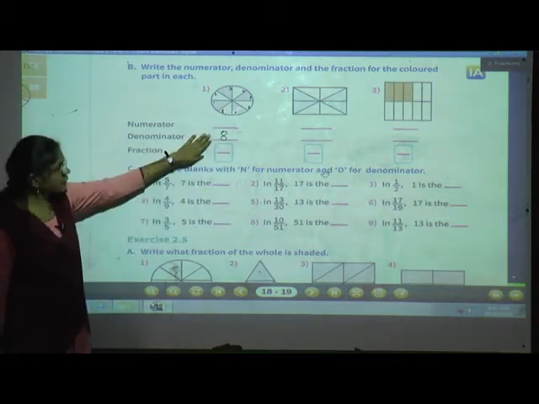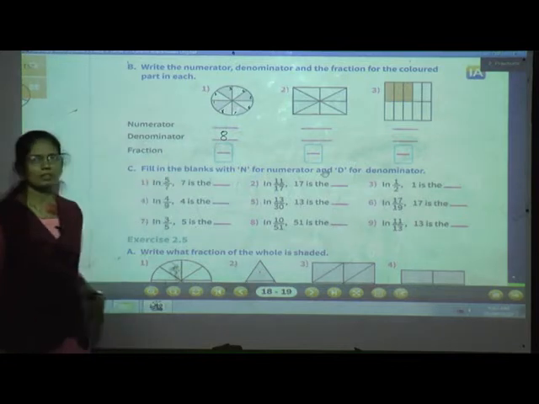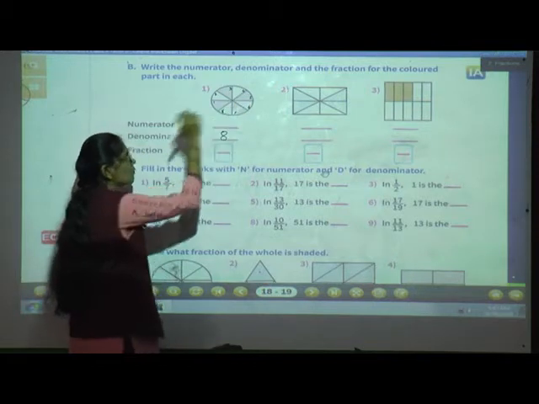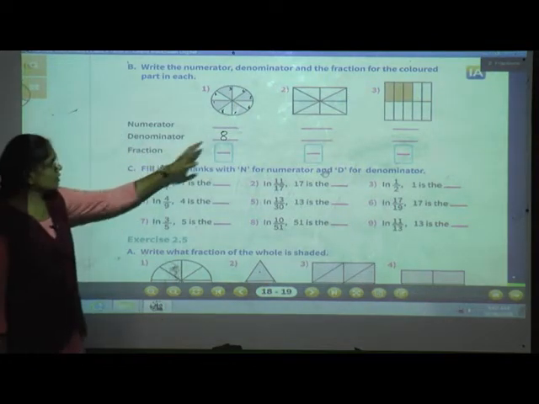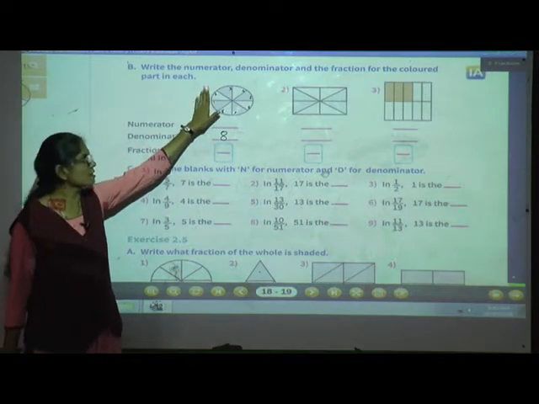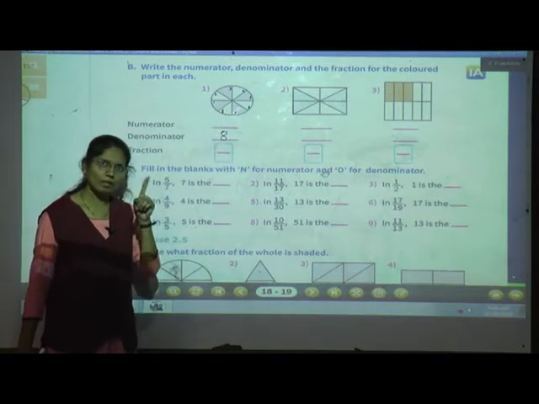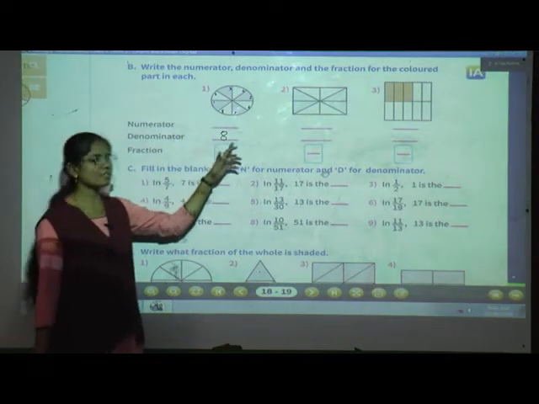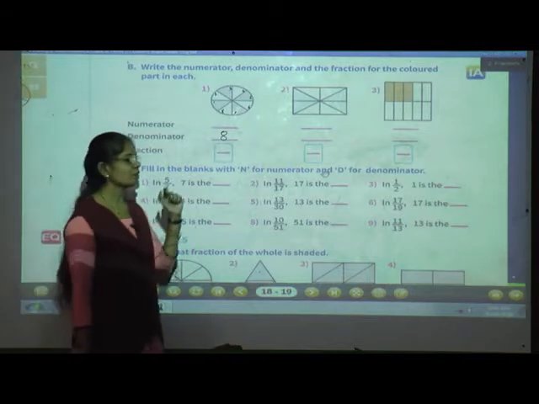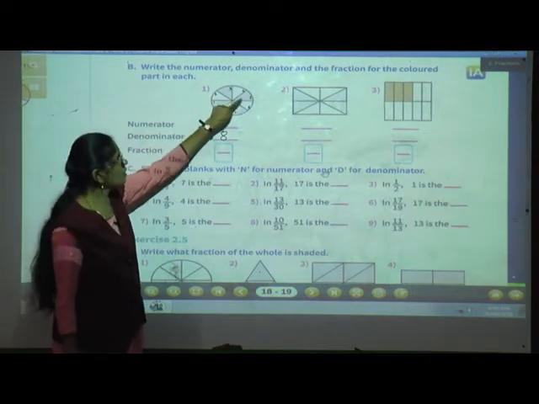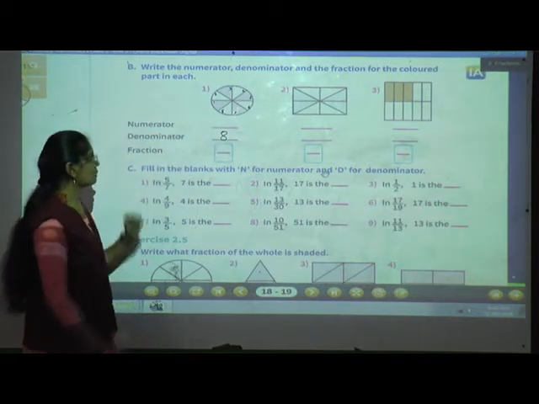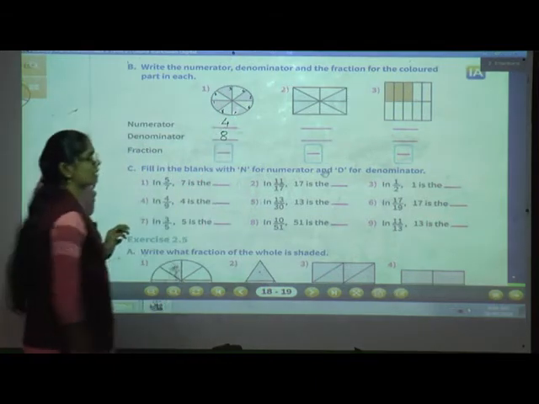Now out of that 8 parts, how many parts are colored? Now count only colored part. 1, 2, 3, 4. Total parts are 8, but to write the numerator you have to count only the colored part. In this example, how many colored parts are there? 4 colored parts are there. So here numerator is 4.